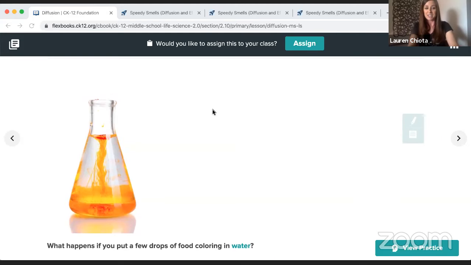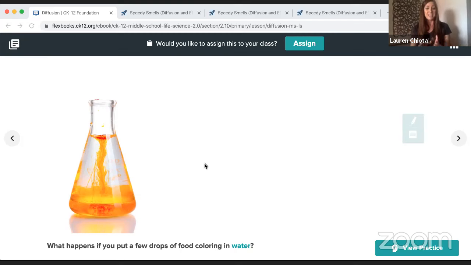This picture here is very interesting, I think, and it has a great question to start. What happens if you put a few drops of food coloring in water? Maybe you have experienced seeing this before. As you can see, the food coloring is beginning to disperse throughout the liquid in this flask here. Eventually over time, you'll see that food coloring disperse uniformly throughout this liquid. That happens through a process known as diffusion.